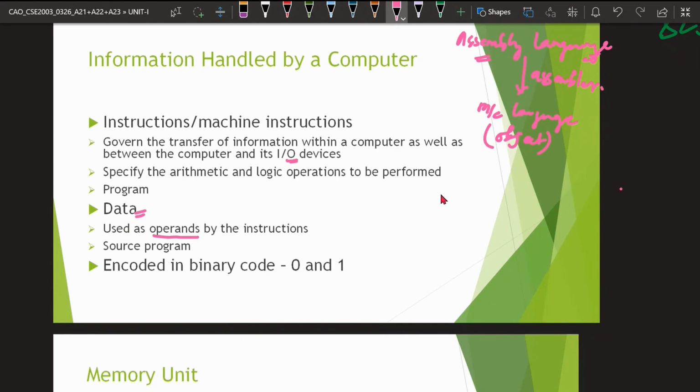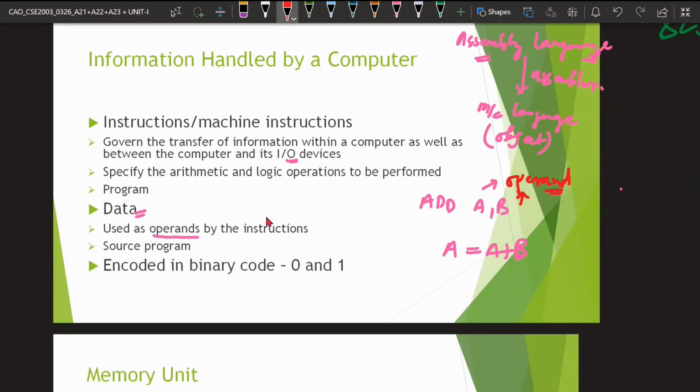Like we were saying, add a comma b. It means we are going to add a and b and store the result into a. These a and b are called operands. So data will be given in terms of operands.